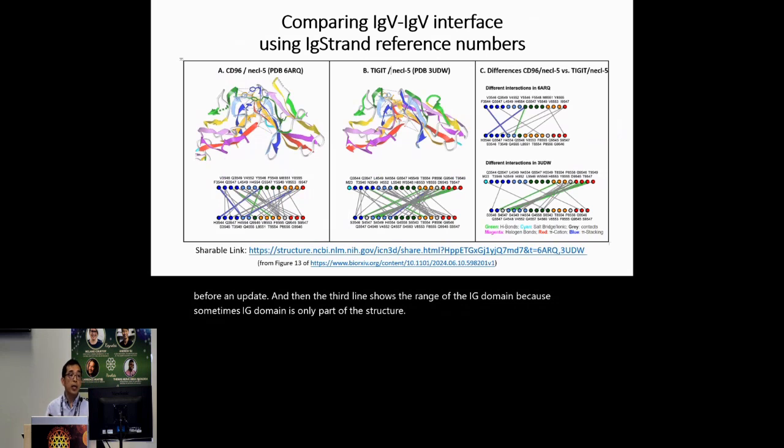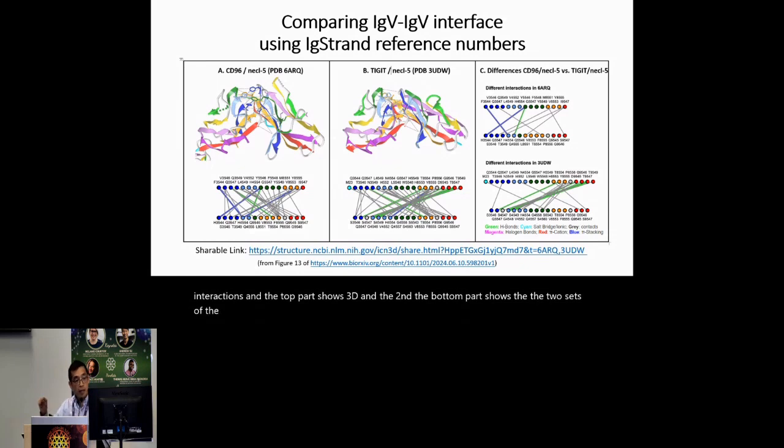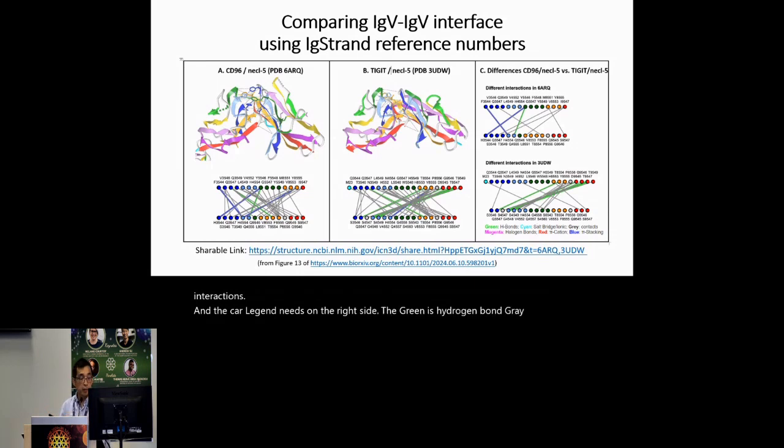With the reference number, we can compare IG-IG interactions. Here are the interactions of IG domains in two structures. They are kind of similar. The left panel shows the IG-IG interactions, with the top part showing 3D, and the bottom part showing two sets of residues as nodes in two lines, and the lines between the nodes are interactions. The color legend is on the right side. Green is hydrogen bond, gray is contact.